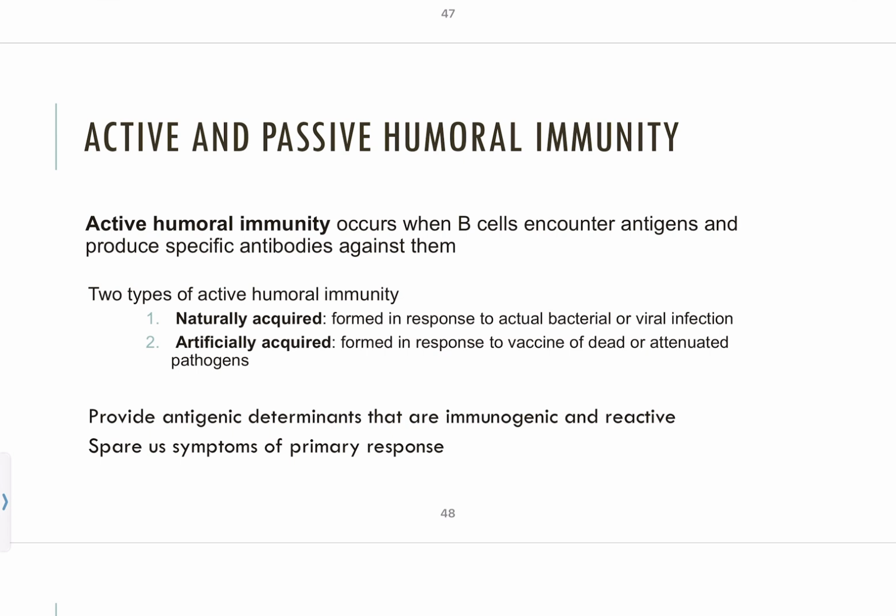And the whole point of the artificially acquired or a vaccine is that it's providing the first encounter with the antigen, so it's priming our immune response, so that if we do actually encounter the antigen naturally, what we would be mounting is the secondary response. So it would be much faster and more robust, and hopefully not as long of a recovery.